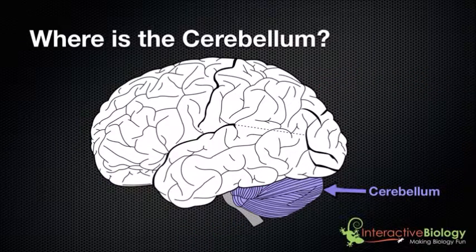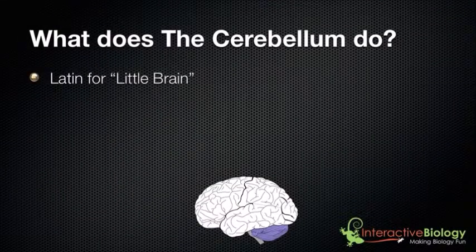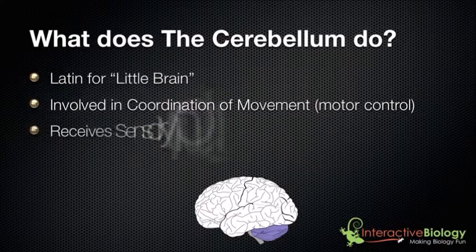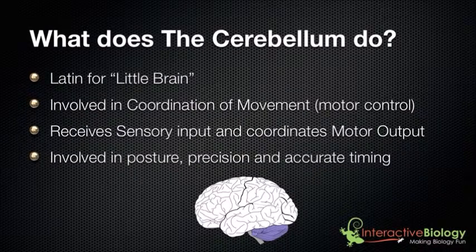Now let's answer the question, what does the cerebellum do? Well, first of all, the cerebellum is Latin for little brain. So that's where it comes from. But it's involved in coordination of movement, in other words, motor control. It receives sensory input from the body and then it coordinates the motor output. And it's involved in posture, precision, and accurate timing.